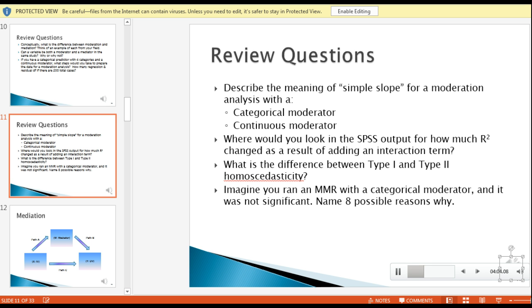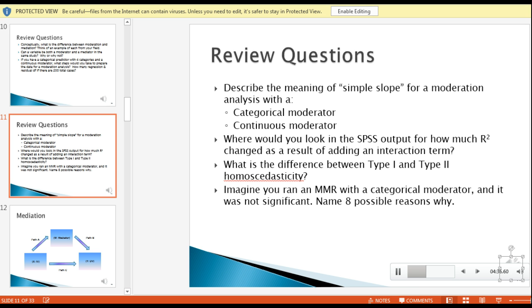Okay, so finally, imagine you ran an MMR with a categorical moderator. So here, again, we're looking at an interaction between a continuous predictor and a categorical one. And let's say we didn't find any effect. So what are some possible reasons why? Well, 5 or 6 should come to mind just about immediately. Okay, so think to last time when we talked about MMR's power problem.